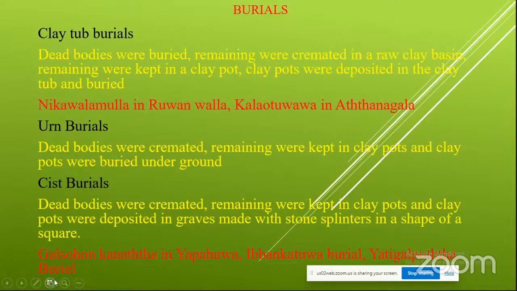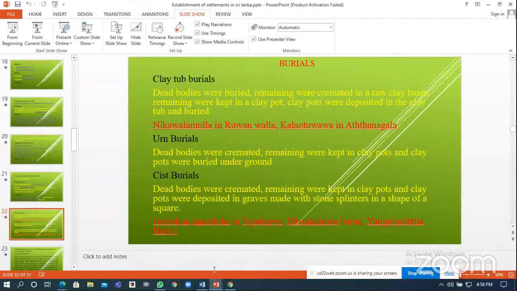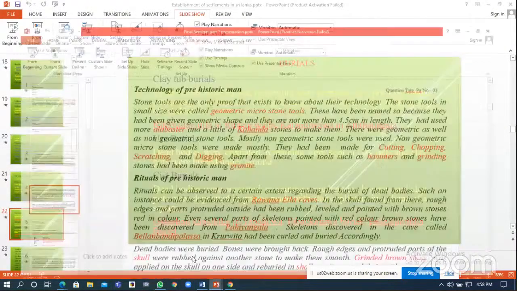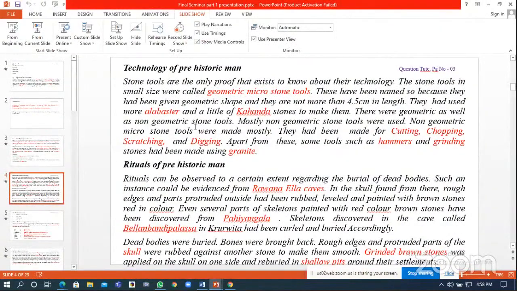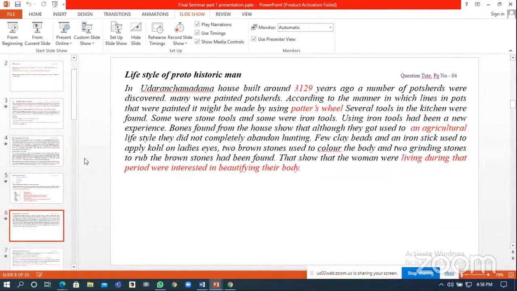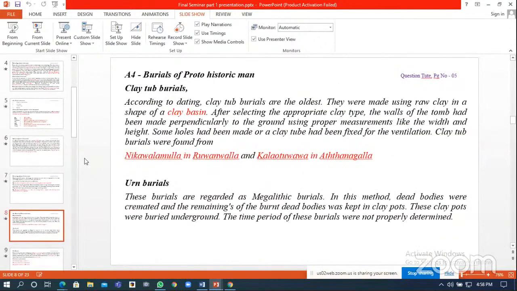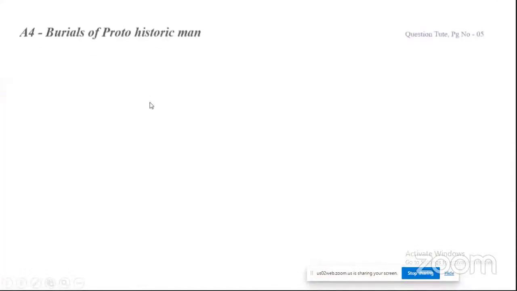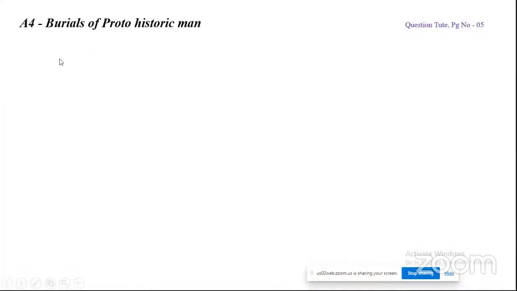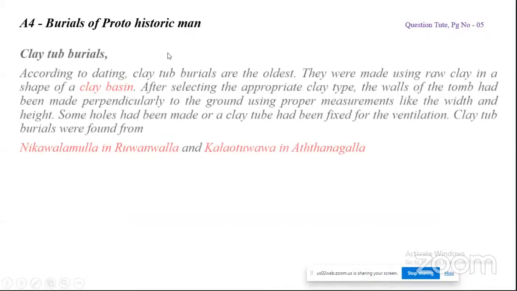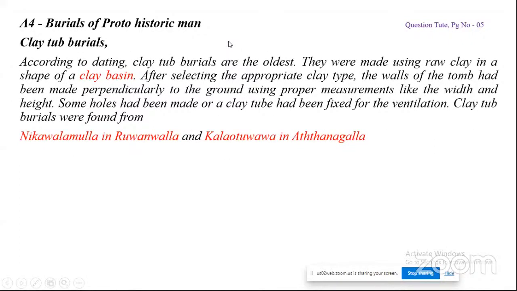Now I think we can move on to once again a question. We'll see a question in your question tute here. Burials of Proto-Historic Men. I think the third question. As A4 I have given burials of Proto-Historic Men. Find out the place. I think we are jumping from one to the other one. Okay, we have discussed the first question. The second question we kept and jumped on to this one.